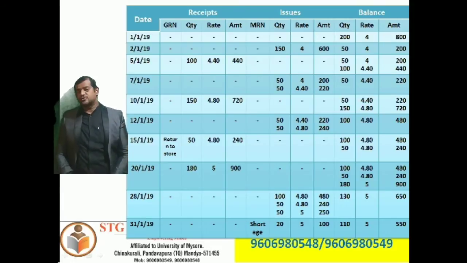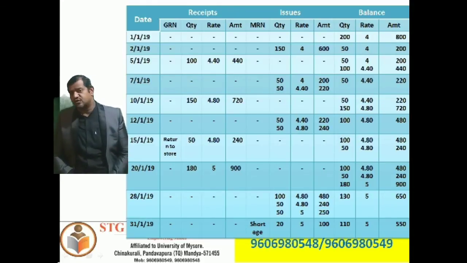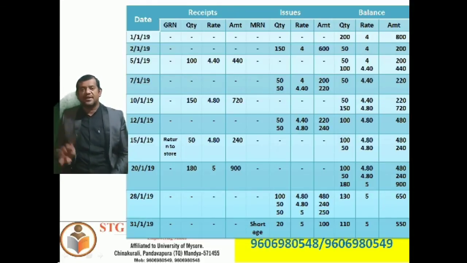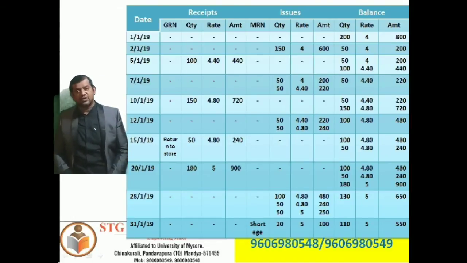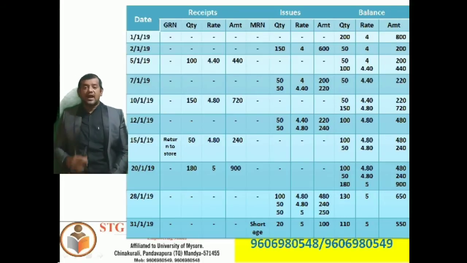So that is 200 rupees, the value of goods left in the stores. On 5/1/2019, again there is a receipt, 100 units at ₹4.40 per unit. So that is 440. Under issue column, MRN nil, quantity nil, rate nil, amount also nil. Under balance, quantity 50 units at ₹4, 200 rupees, and 100 at the rate of 4.40, 440 rupees.